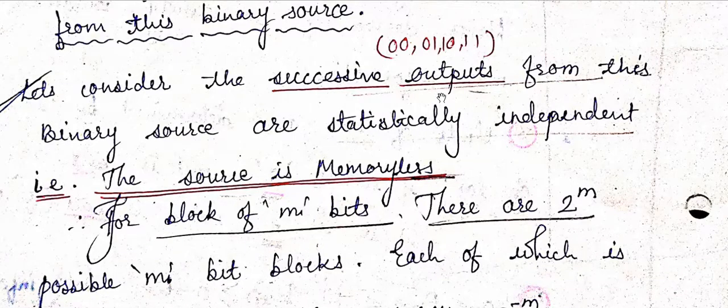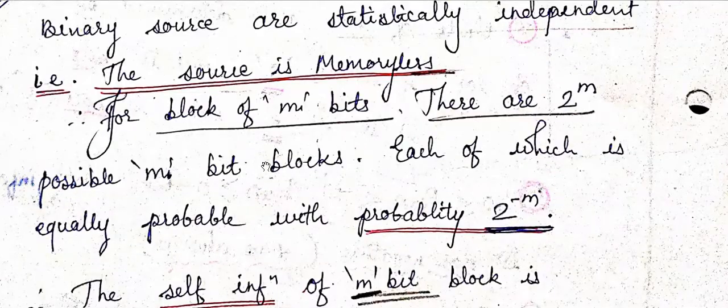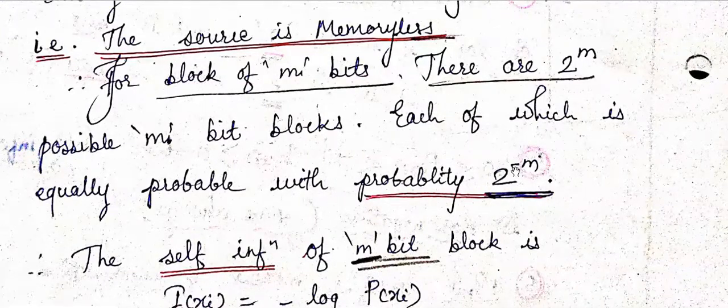Let's now consider the successive outputs from this binary source. If these are statistically independent, that is, the source is memoryless, then for a block of m bits there are 2 raised to m possible m-bit blocks. If I consider 00, 01, 10, 11, the total possible combinations of a 2-bit block is 2 raised to 2, that is 4, each of which is equally probable, with probability 2 raised to minus m.